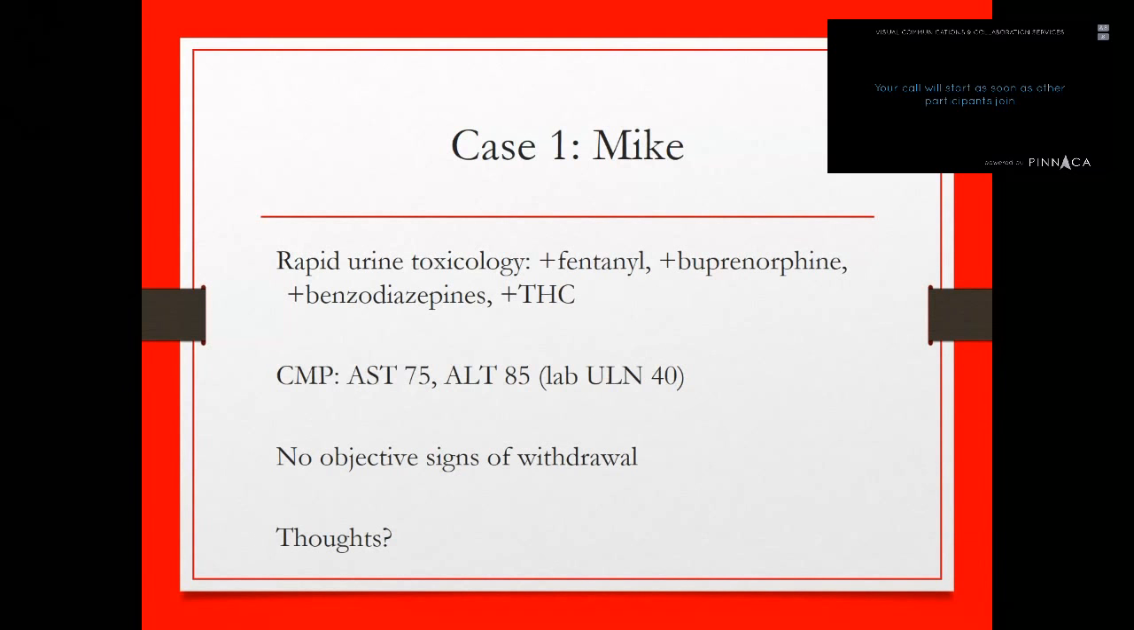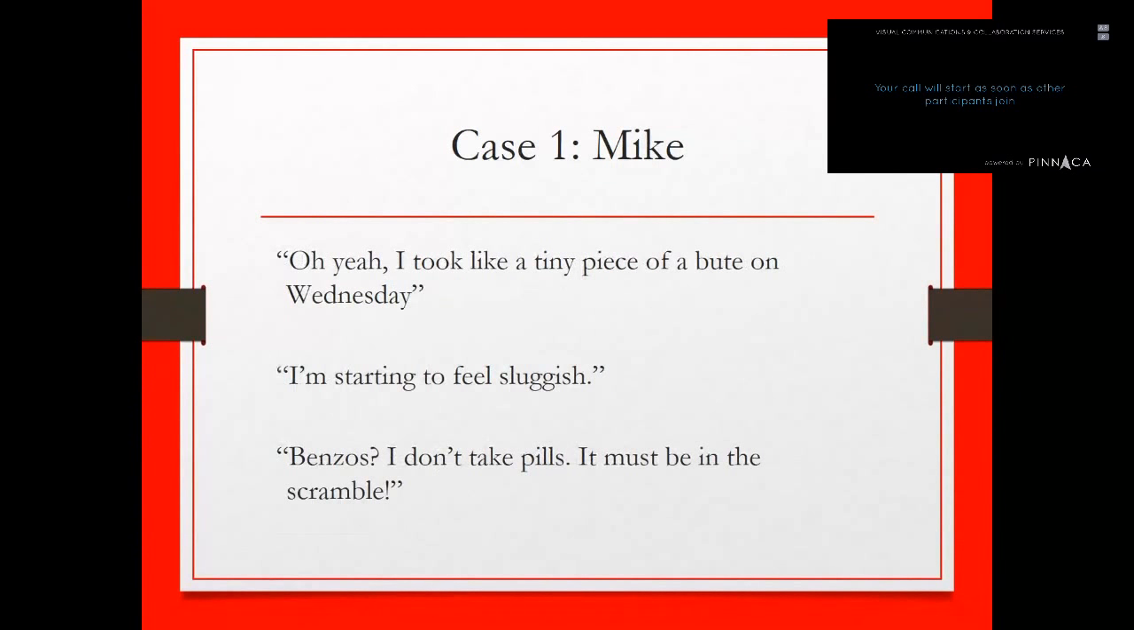So I say, Mike, I didn't realize that you're taking buprenorphine. And tell me about the benzodiazepines. My understanding was that you said you weren't taking any other drugs. Mike says to me, "Oh yeah, I took a tiny piece of a Bude on Wednesday." Buprenorphine around here, but he's saying, I'm starting to feel a little sluggish, which is a word around here people use to describe, I guess, a feeling that you get with opioid withdrawal.